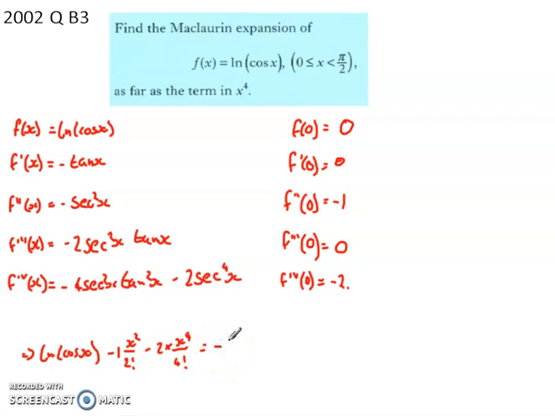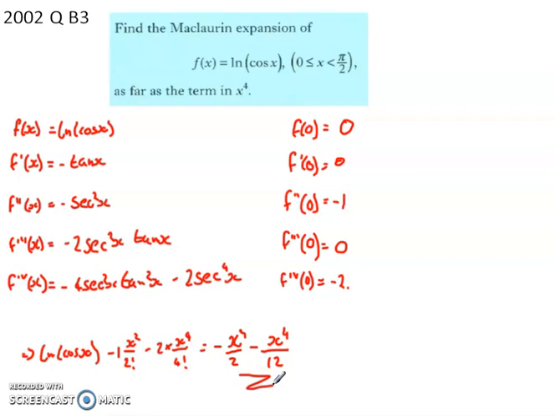I can then simplify each of these and see what I get. So for the first term, I end up getting minus x squared over 2. The second one here, 2 divided by 4 factorial, gives me 1 over 12. So I then get minus x to the power of 4 over 12. So there you go. That's my Maclaurin expansion as far as the term in x to the 4.